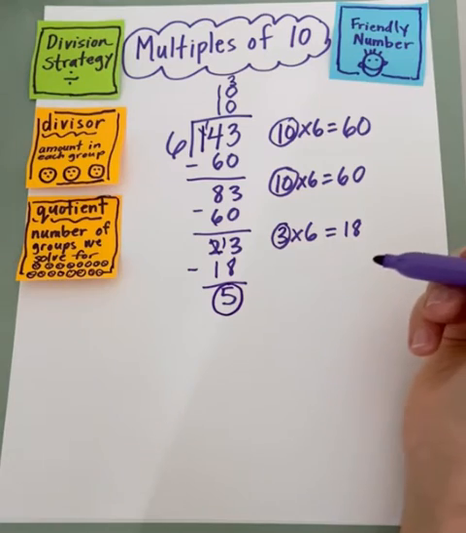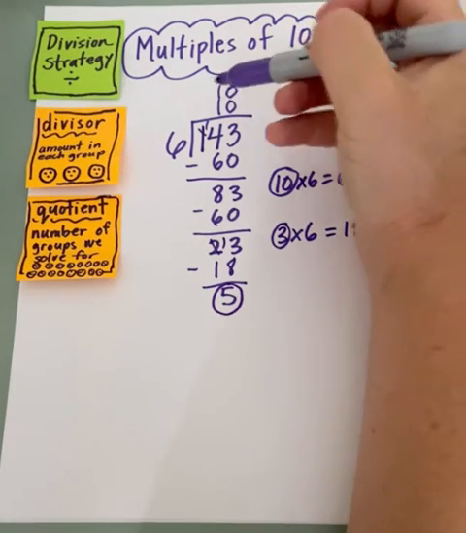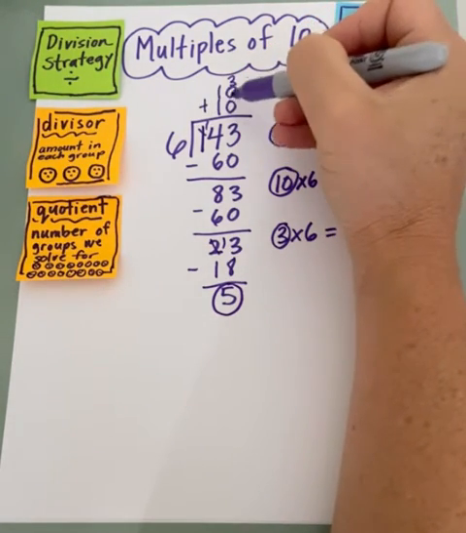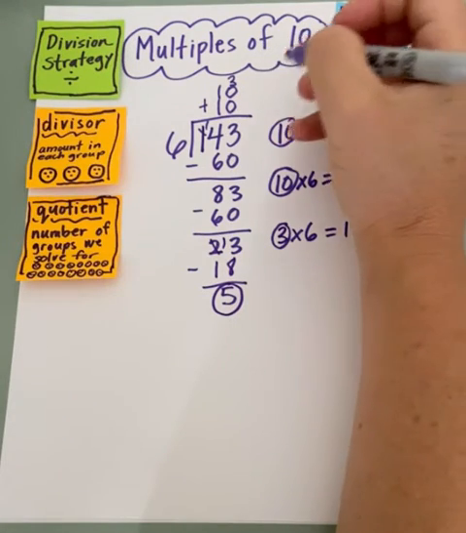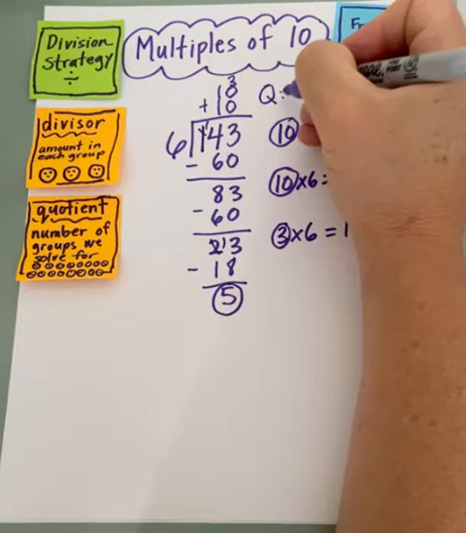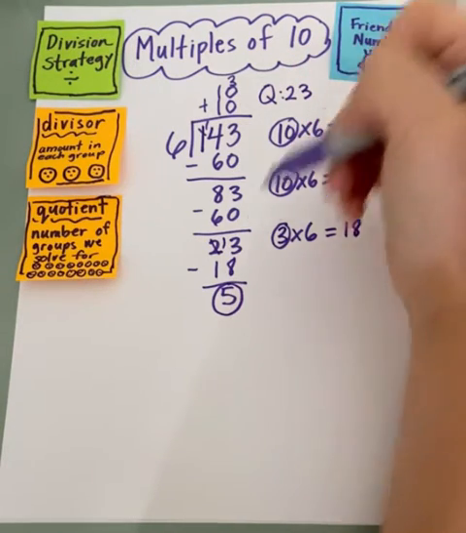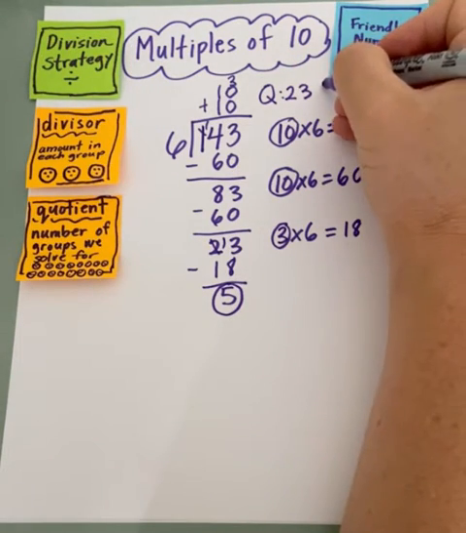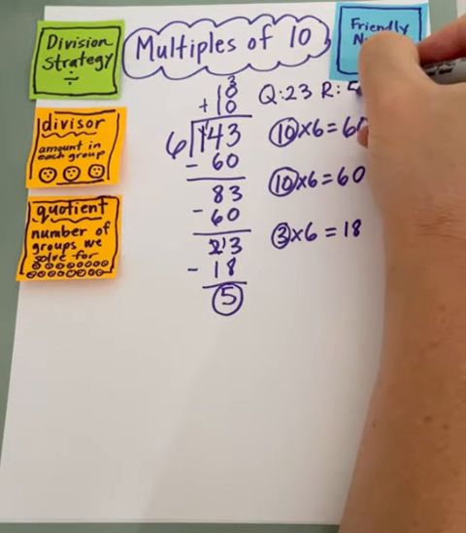Our final step is to add our groups of 6 together. 10 plus 10 is 20, plus 3 is 23. To get our quotient, so I'll put a Q right there. Our Q is 23. And then also write down the remainder, with a remainder of 5. Okay?